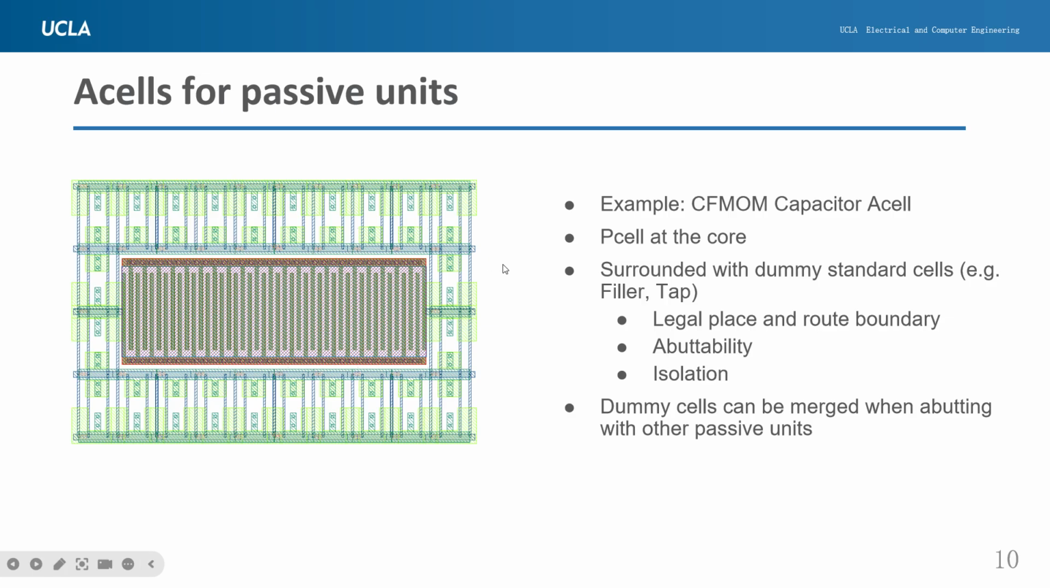And these dummy standard cells construct the legal place and route boundary for the place and route engine to recognize them correctly, as well as to grant them abutability with other A cells, whether they are A cells for MOS or A cells for caps. And also to provide certain isolation for mismatch sensitive capacitors. These dummy cells can be merged opportunistically when abutting with other passive units.